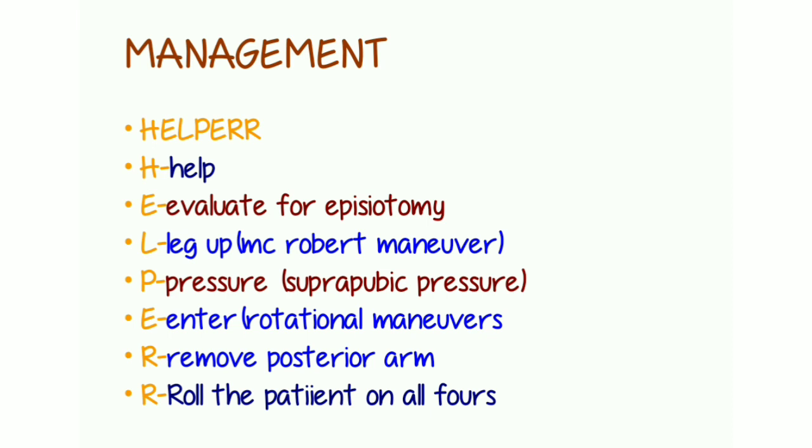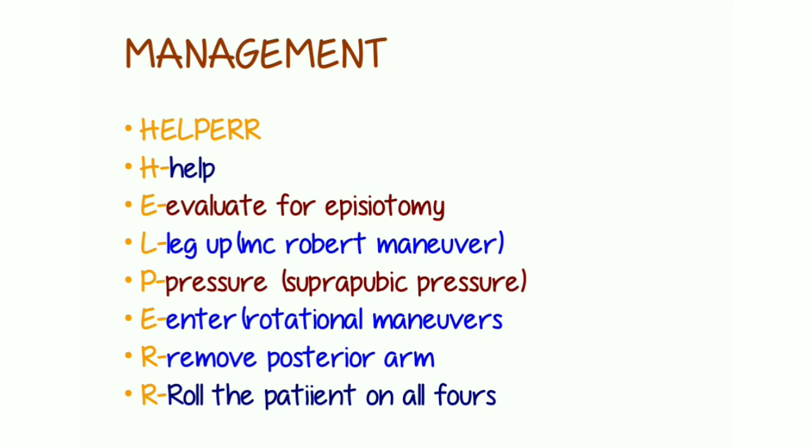Then the next R is remove the posterior arm. So you want to be sure you deliver the posterior arm. Then the last R is roll the patient onto all fours. So basically, hands down, knees down, just like how you see four-legged animals moving on the ground. That's what you do. So that is the HELPER mnemonic for management of shoulder dystocia.